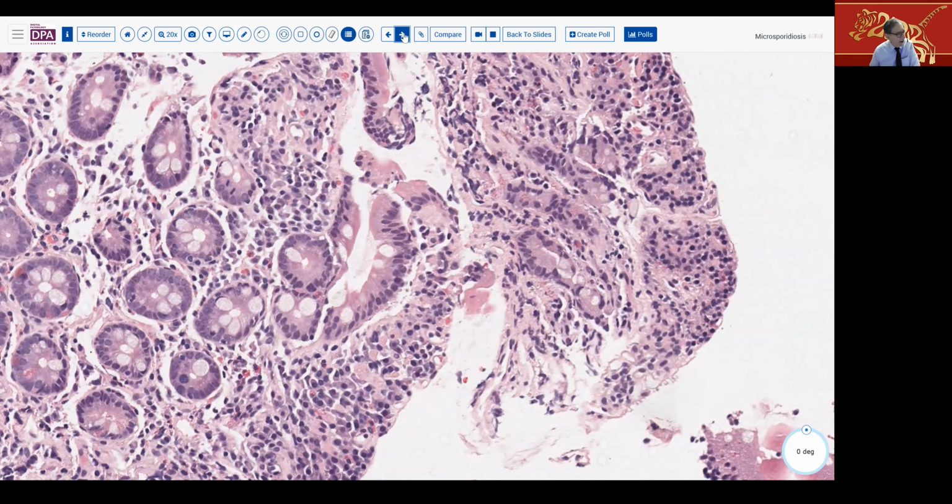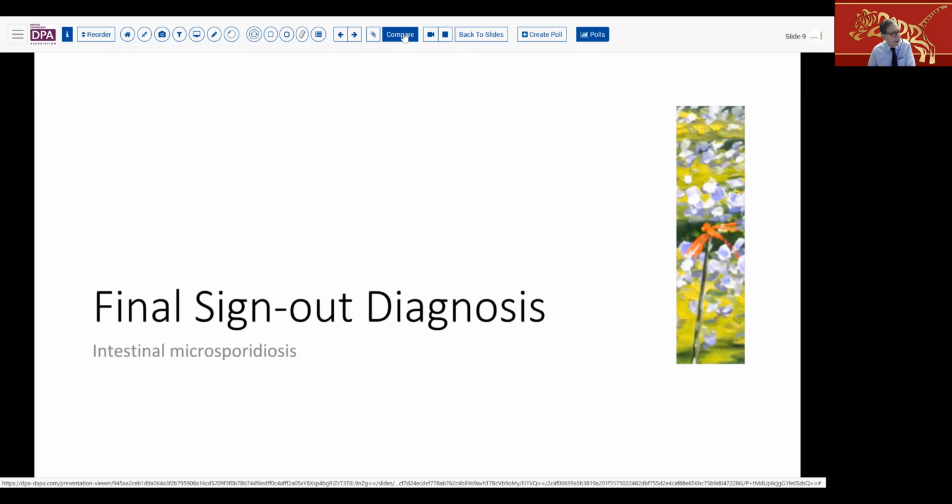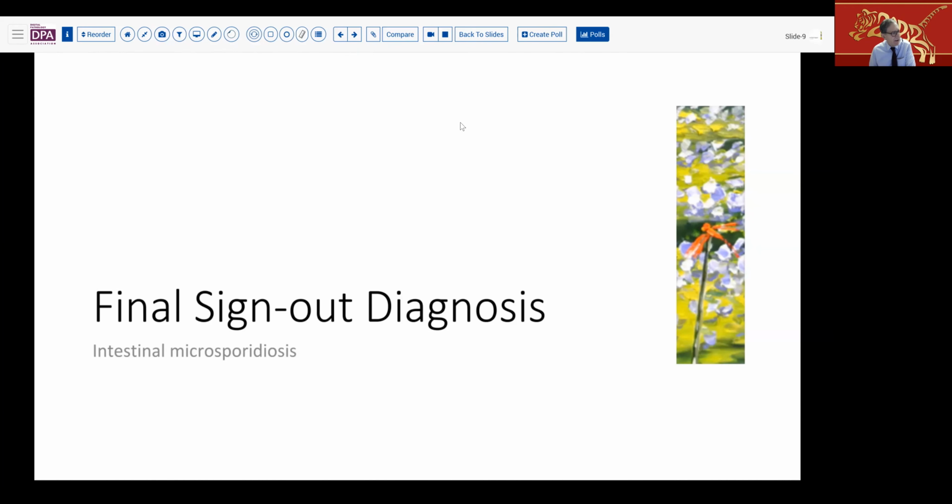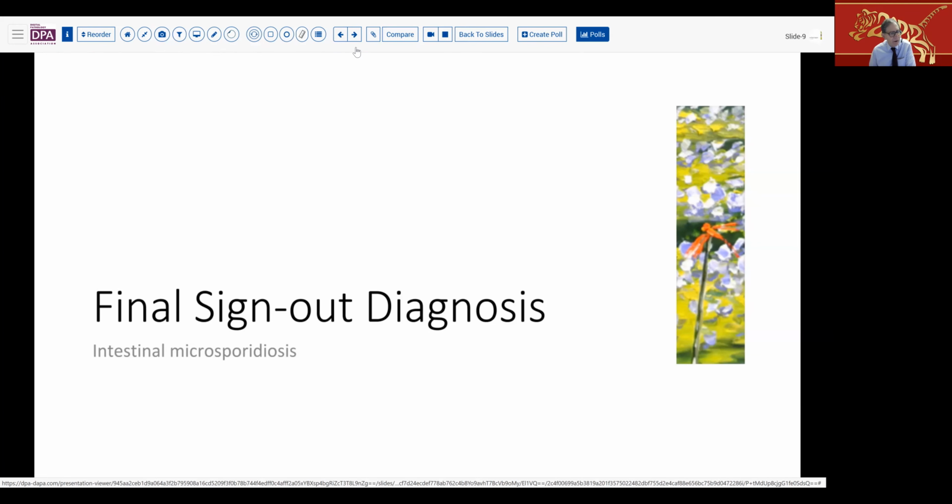So our final sign-out diagnosis is intestinal microsporidiosis. This was confirmed to be intestinalis, and the patient was treated with the appropriate antibiotics and antiretrovirals so that we could take care of both the immune dysfunction as well as the microbiologic infestation.